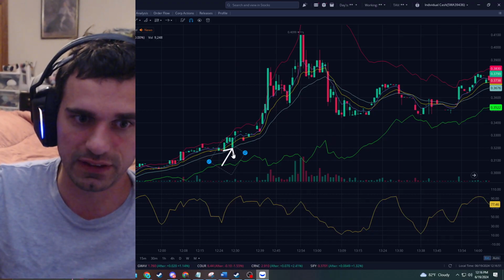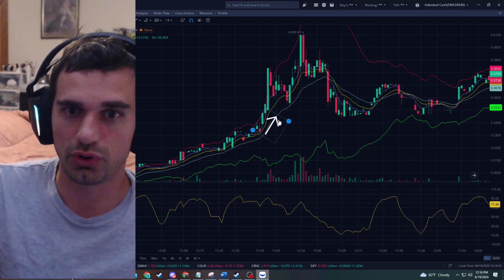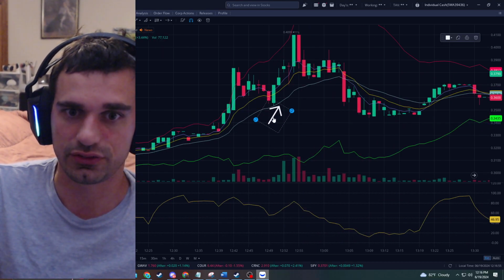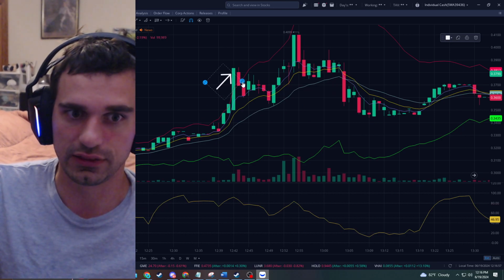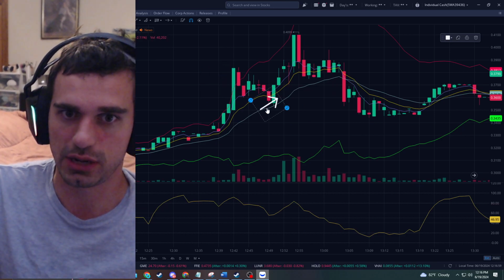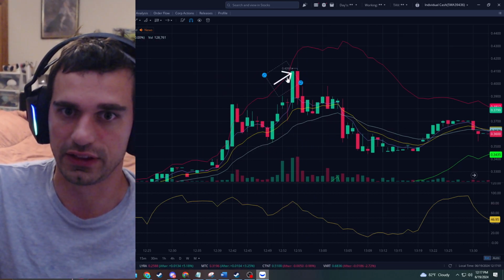So right in here we have the EMA 20, and then we shoot all the way up and have a retouch right in here. So as you can see, this was a nice, beautiful shorting opportunity, and then it comes back down and then goes back up.